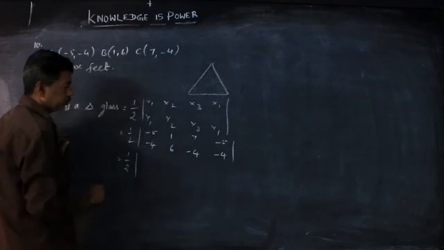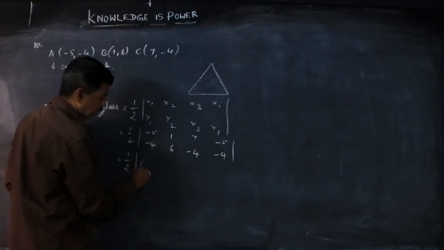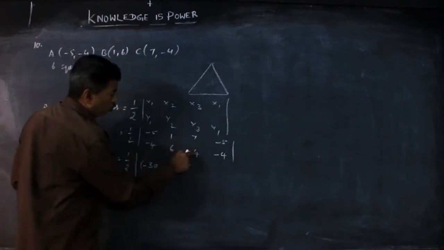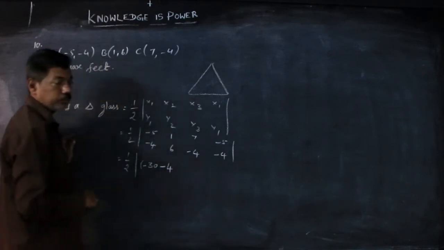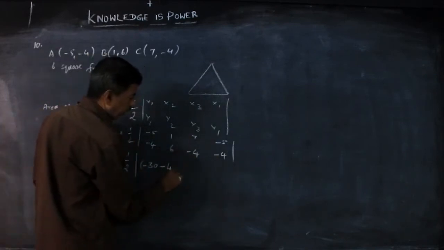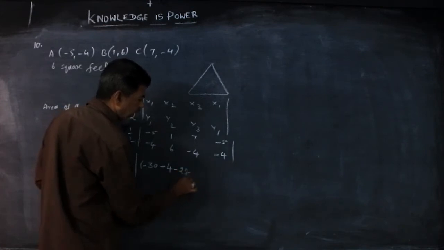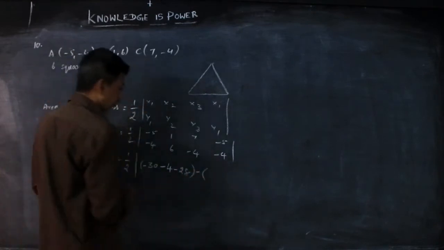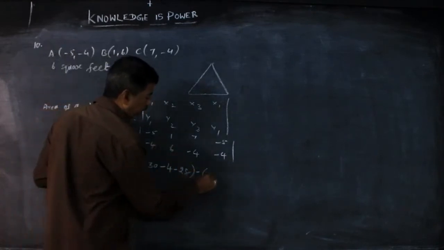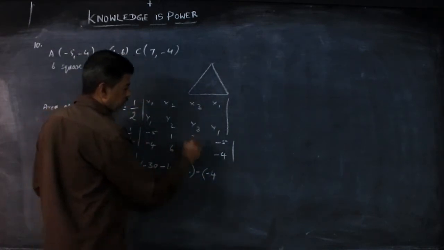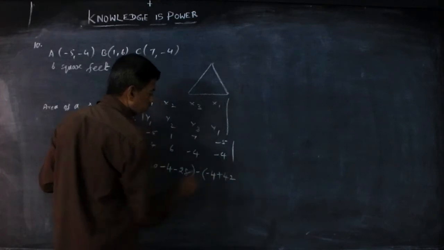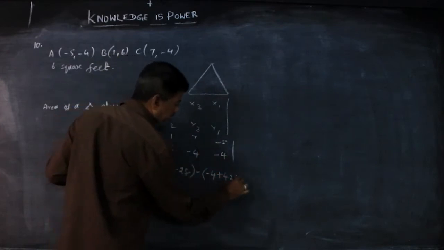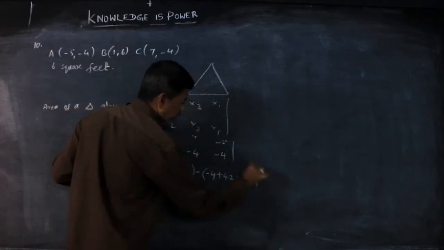So half. 5 6s are 30, since it is minus, minus 30. 1 4s are 4, minus 4. 7 4s are 28, since it is minus, minus 28. It's clear? Then 4 1s are 4, minus 4. 6 7s are 42, plus 42, since both are plus. 4 5s are 20, minus into minus, plus 20. We can do it like this.